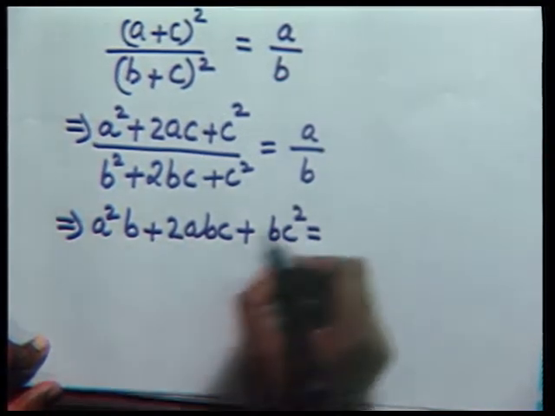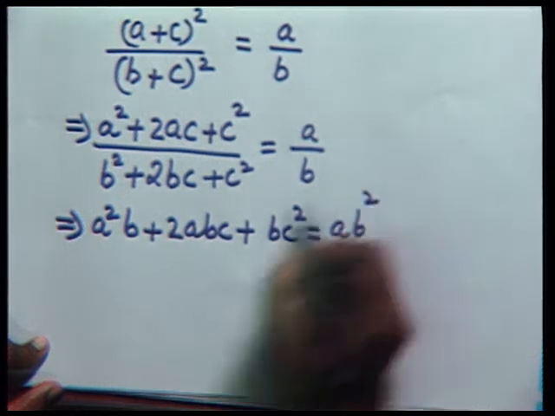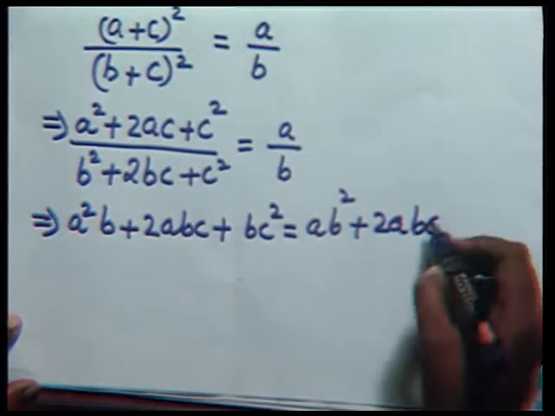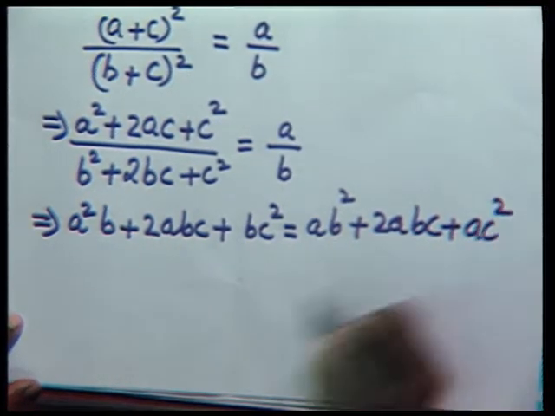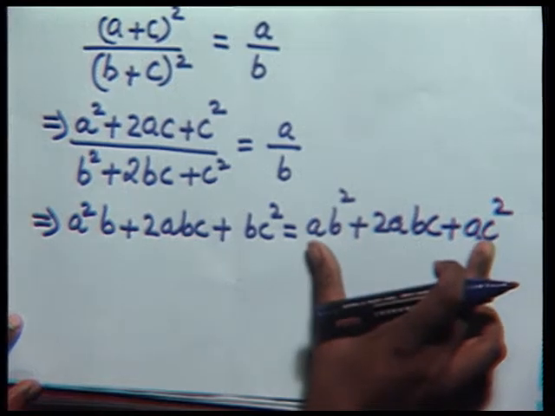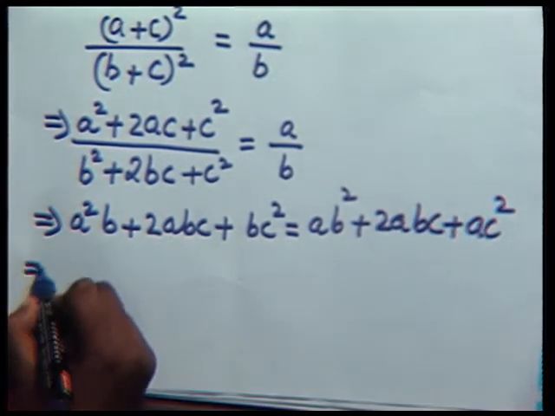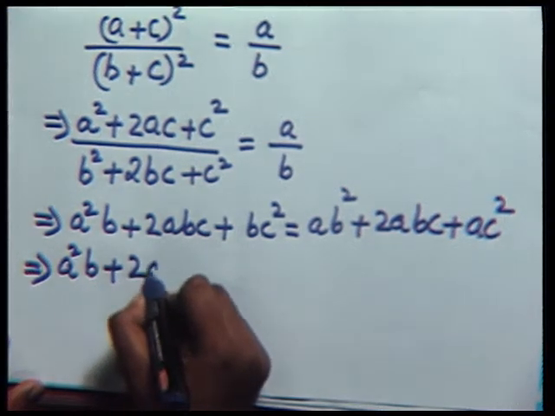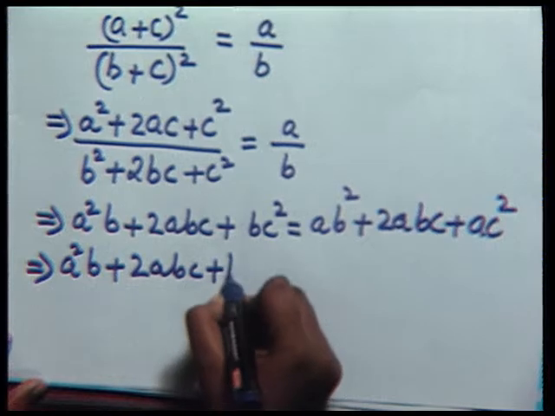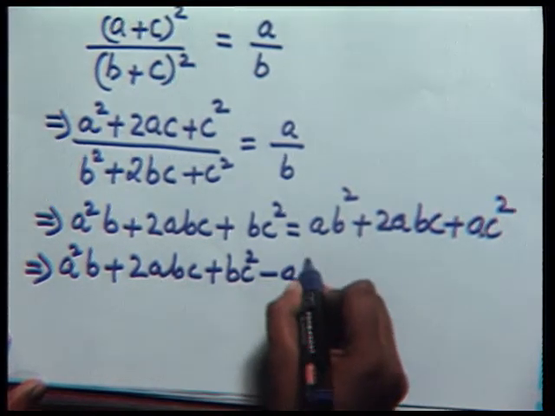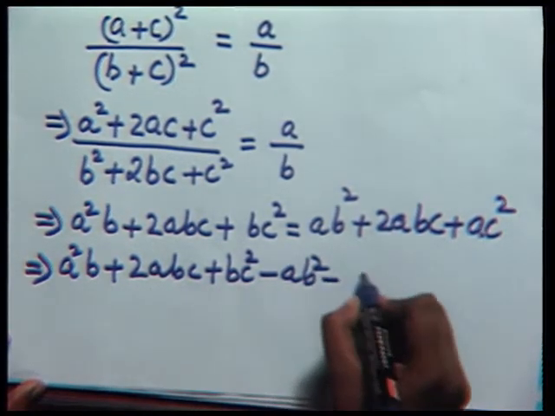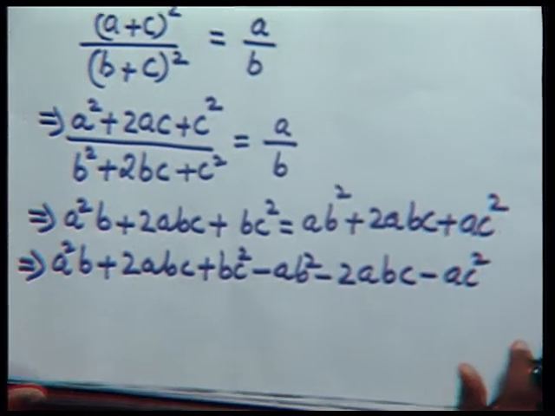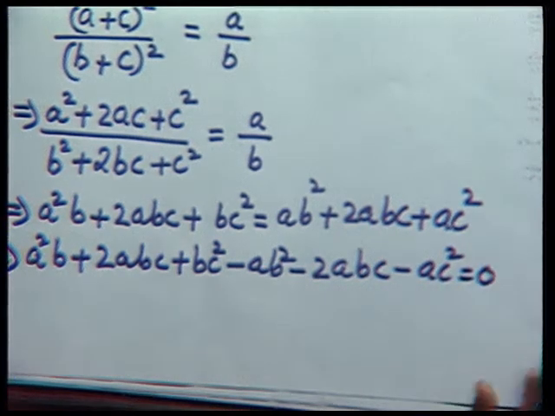and this is equal to AB square plus 2ABC plus AC square. Now, bringing these terms to the left hand side, we get A square B plus 2ABC plus BC square minus AB square minus 2ABC minus AC square is equal to 0.